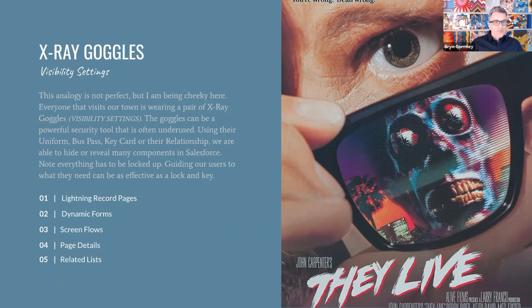What's also powerful about them is how many things can impact the visibility settings. It might be somebody's uniform, their bus pass, their key card, their relationship, their name. It can be many, many different things. So we're able to hide or reveal these components in Salesforce for specific users, and also occasionally based on conditions. Most of this is going to happen on our Lightning record pages, but visibility settings are also powerful, I'll show you in an example in a little bit, in screen flows, in page details, in related lists, and again in dynamic forms.